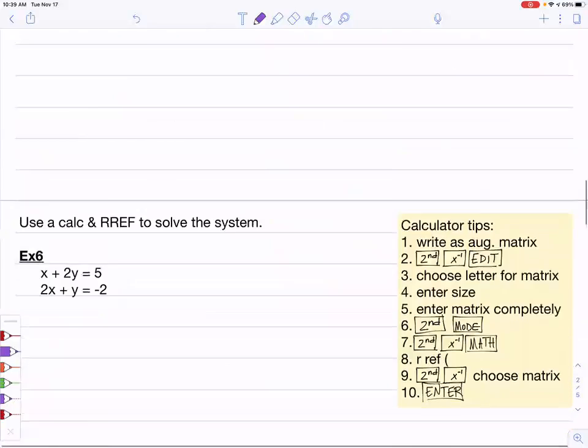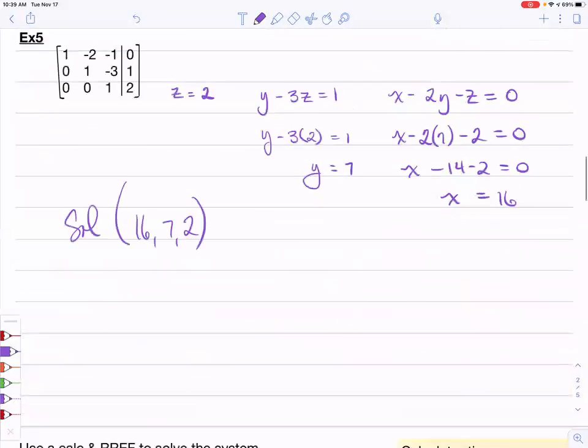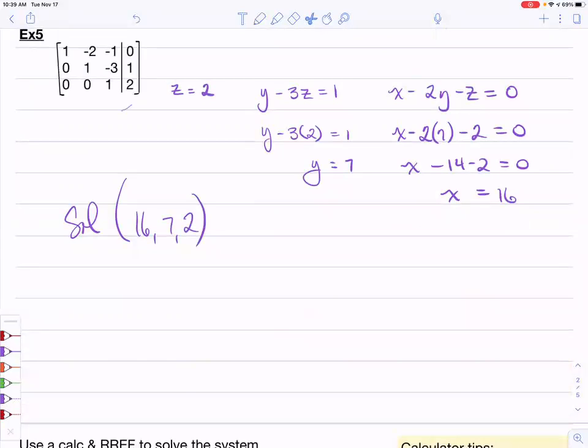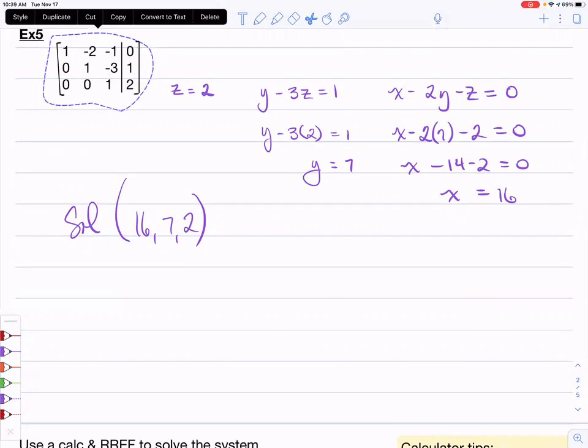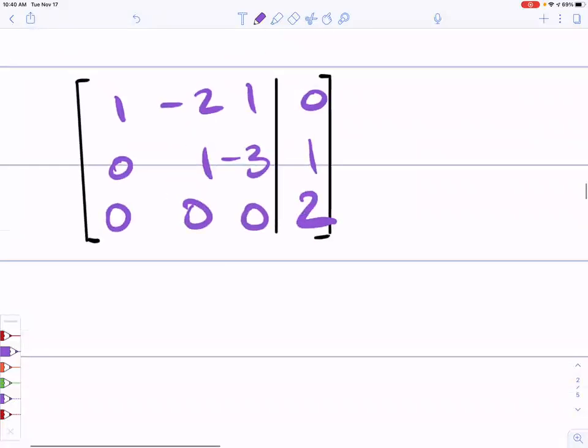Occasionally, I don't think I did one of these examples. Occasionally, can I just throw this out here because you'll run into it with my lab? Occasionally, you'll have something like this. Let me see if I can copy this. Duplicate. Oh, lovely. That's all I could duplicate. So let's see. We'll have a 1, a -2, a 1, a 0, a 0, a 1, a -3, a 1, a 0, a 0, a 0, and a 2. What are your thoughts on this?